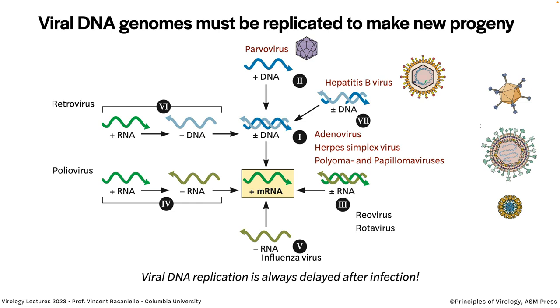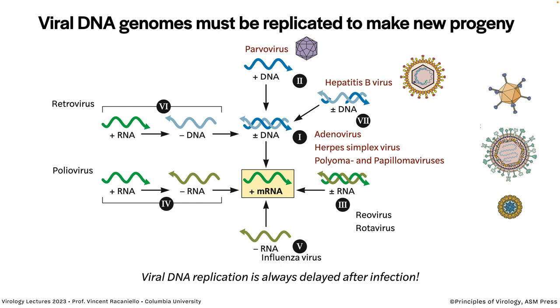As you know, just like for RNA viruses, to make more DNA viruses, you have to make DNA. That's the subject we're going to talk about today, how that is accomplished. And remember, DNA replication is always delayed after infection. It typically happens in the late phase of an infection, because you need to make the proteins that are required for DNA synthesis. Many viral genomes are small. They don't encode all the proteins needed for DNA synthesis, so they have to be made first.